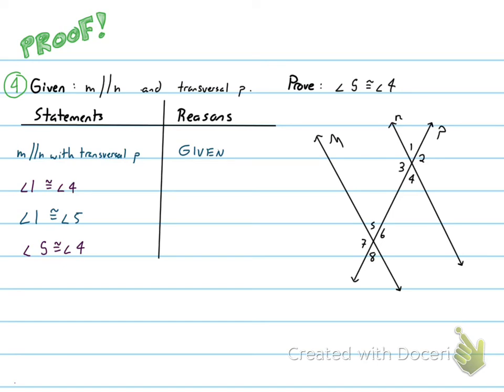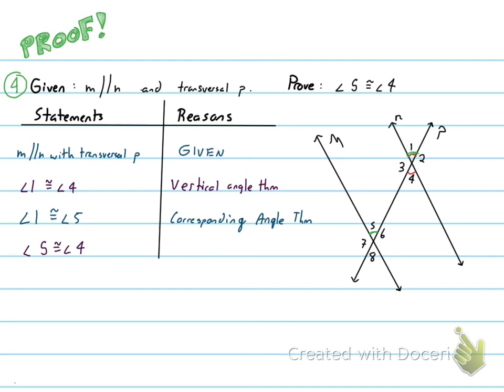Now, in my next statement, I'm saying angle 1 is congruent to angle 4. Now I'm going to look at that diagram, and I see that those are vertical angles, so I can say they're congruent by the vertical angle theorem. Next, I say that angle 1 is congruent to angle 5. Looking at those, I see that those are corresponding angles, so I can use my new theorem here, the corresponding angle theorem. Finally, I'm saying that angle 5 is congruent to angle 4, which makes sense.